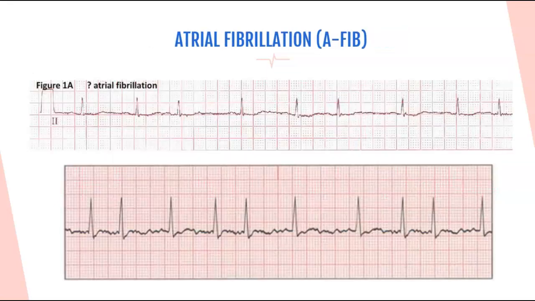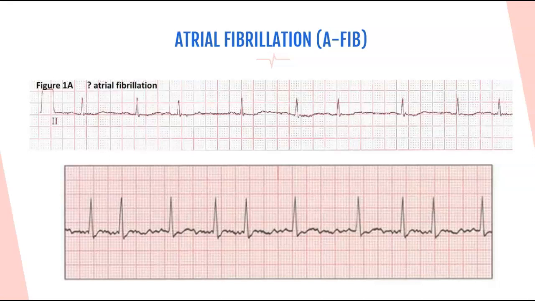Atrial fibrillation is caused from multiple rapid impulses from many different atrial foci in a totally disorganized manner. So essentially the atria are quivering. The atrial rate can range from 350 to 600 beats per minute, and the ventricular rate is usually 120 to 200 beats per minute. They might also have A-fib with RVR, or rapid ventricular rate, and that's where you get a ventricular rate of above 100.